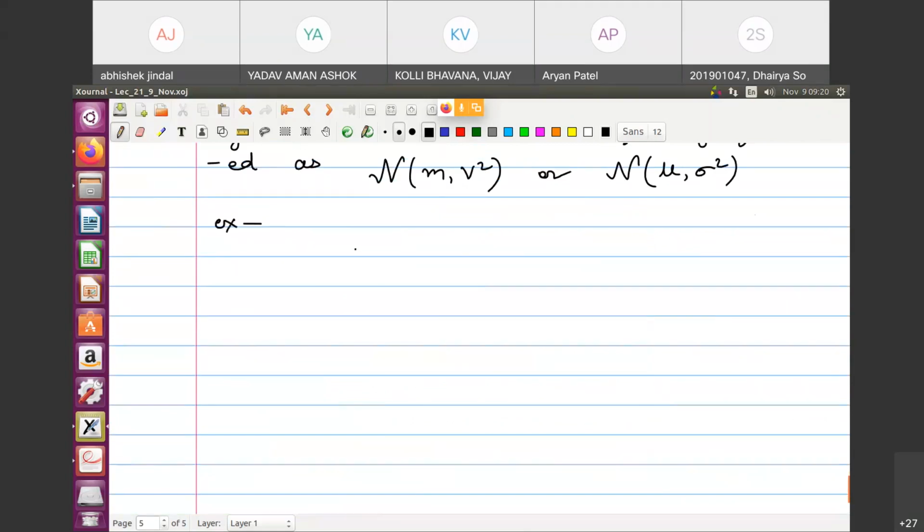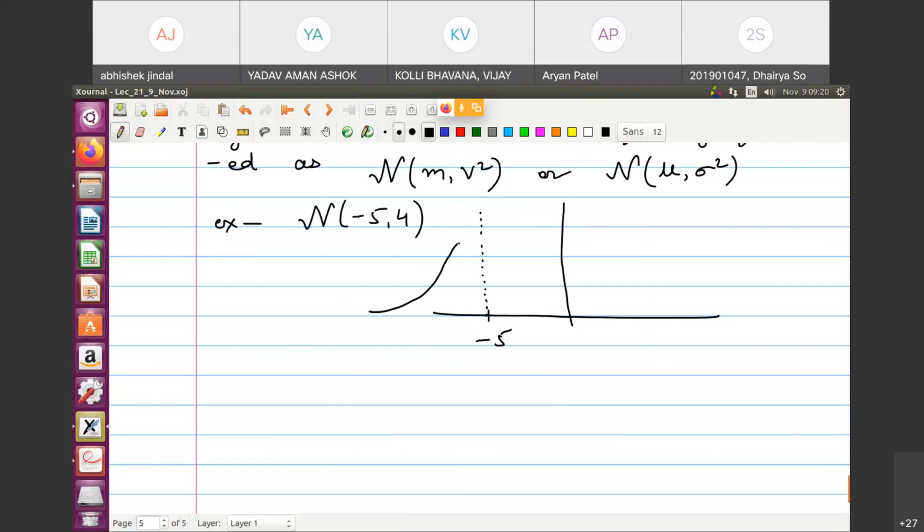So let us take an example. You already know this. Let me just write it down. This is, suppose, minus 5 comma 4. I'm just drawing it. Suppose this is minus 5. This is a small example: this is p of x, and this is your x. Just plotting the PDF. Minus 5 is the mean, so this bell-shaped curve would be centered around the mean, that is minus 5, and the spread would be governed by the variance, which is 4. This graph is not to scale. If you need an exact graph, you can use MATLAB to plot this.